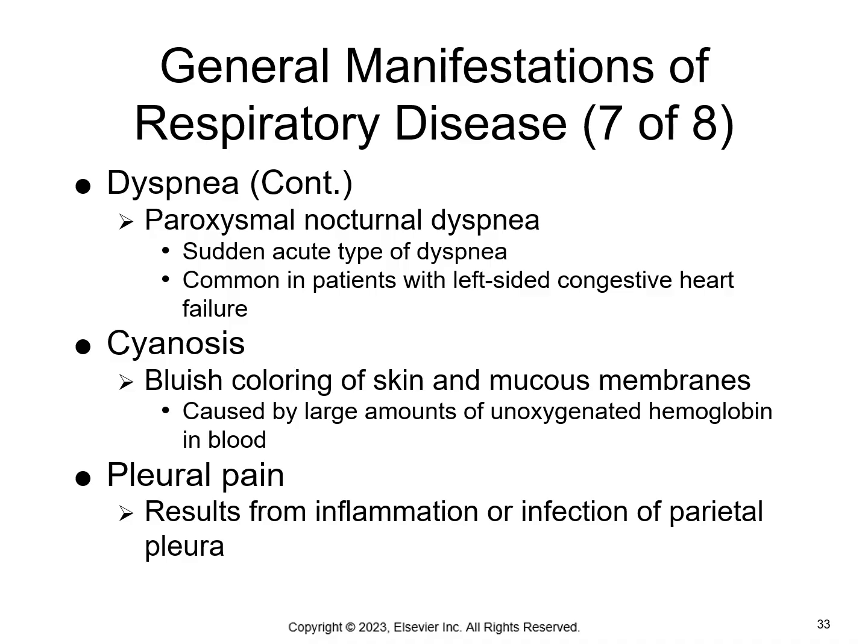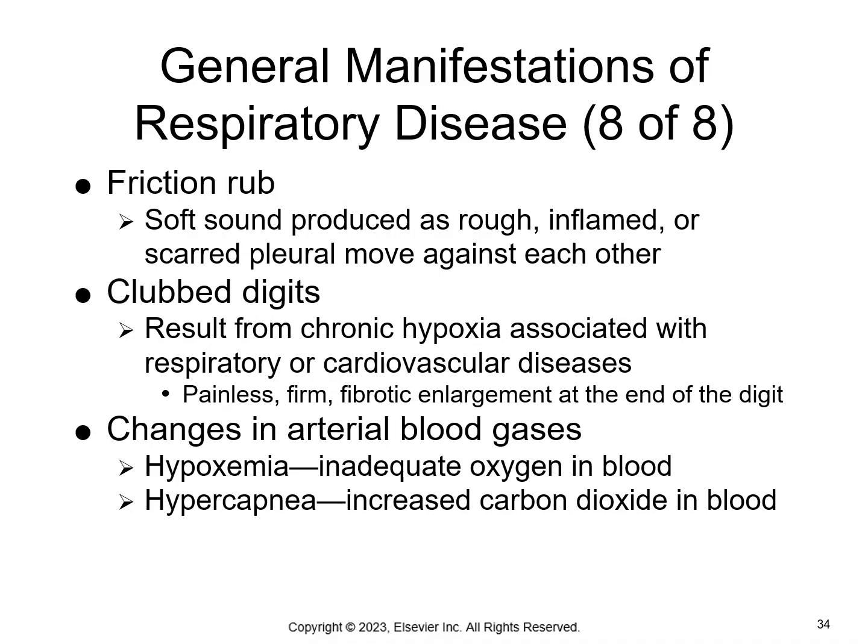Pleuritic pain can happen from inflammation or infection of the parietal pleura. It's a cyclic type of pain that increases as the membrane becomes stretched or larger with inspiration or with coughing. Sometimes they'll also have a friction rub, a soft sound produced as the membranes start to rub against each other. Pleural inflammation can be caused by lobar pneumonia or by lung infarction.